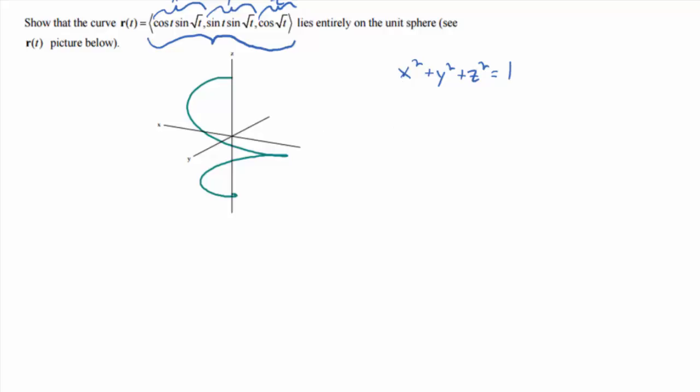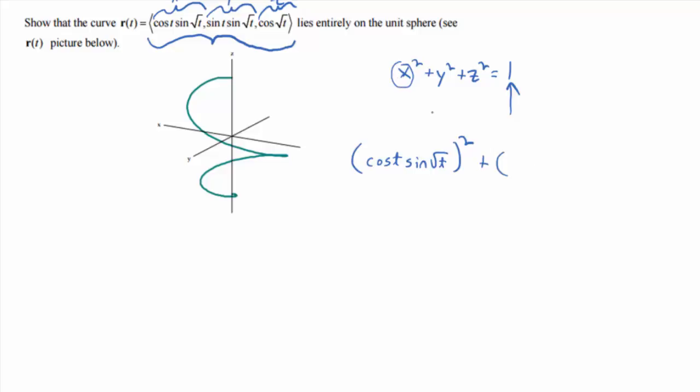And so the idea is I'm going to plug in x in terms of t, the first component, for x, y in terms of t, the second component, for y, and z in terms of t in there. And I'm going to verify that I get 1 when I do that. So I'll get cosine t sine root t. I've got to square that, right? That's the first component, and I'm squaring that.